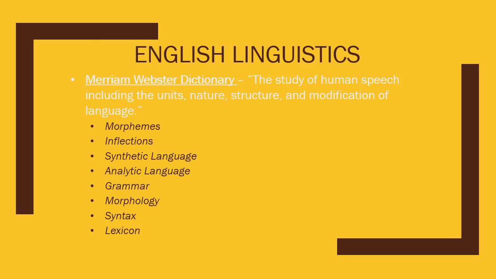According to the Merriam-Webster Dictionary, linguistics is the study of human speech including the units, nature, structure, and modification of language. Linguistics can consist of morphemes, inflections, synthetic language, analytic language, grammar, morphology, syntax, and lexicon. However, I won't talk more about what English is since we just spent the last 13 weeks discussing that. So, moving on.